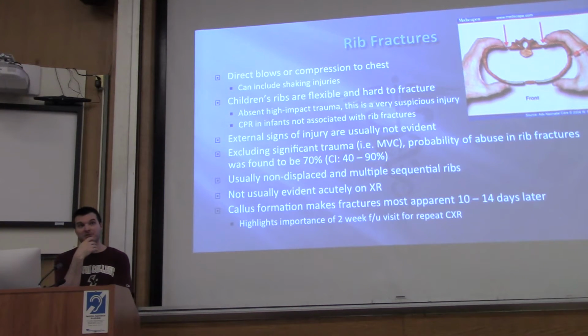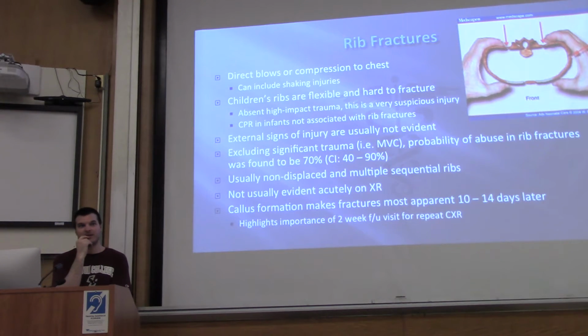Usually they don't have external signs, bruising, or swelling over the skin where the fracture is. And again, excluding significant trauma in the history, the presence of rib fractures in children is a high probability of abuse. They're usually not displaced, and they're usually multiple rib fractures in a line. You'll see them going down the line, 4th, 5th, 6th rib.